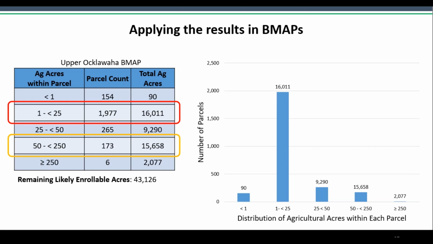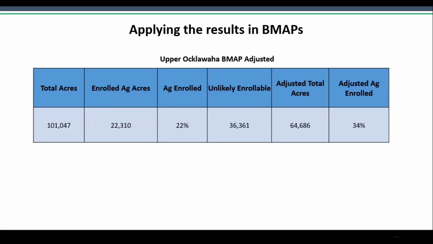So as you can see in this area, which is the upper Ocklawaha BMAP in Central Florida, we have quite a few parcels that fall between 1 and 25 acres in size to try and at least analyze to get staff out there to see if they are actually applicable to being enrolled in our program. And this information is also used internally to assist in prioritization of our staff and their resources. And then the end result is a new agricultural acreage that is required to be enrolled in best management practices per Florida law.